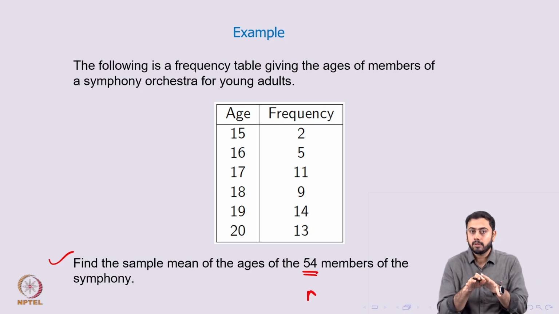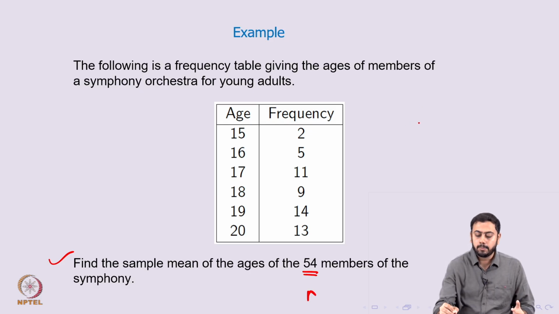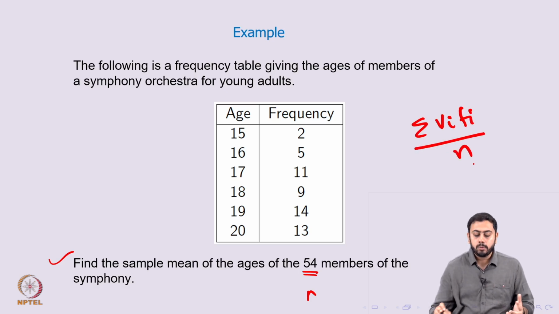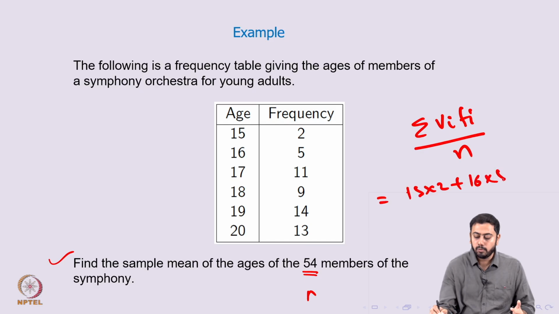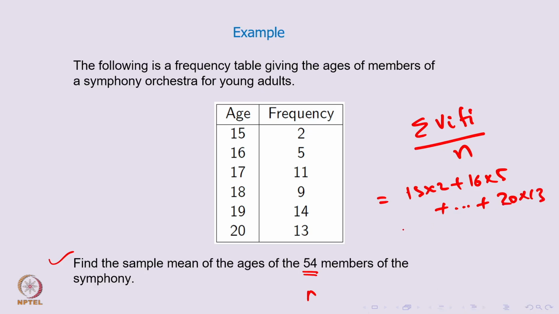Now, finding the sample mean of a frequency table format, or a data set containing a frequency and an age column, is nothing but applying the second formula: summation Vi into Fi divided by n. Here you simply multiply the corresponding age by the frequency. So, 15 into 2 plus 16 into 5, etc., and the last one would be 20 into 13, and then since you already know n, you divide by 54.